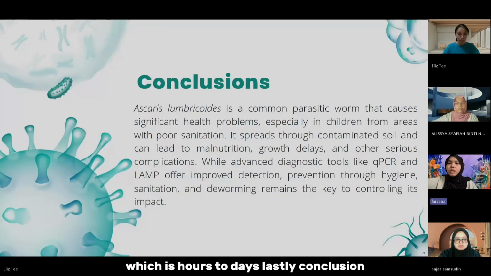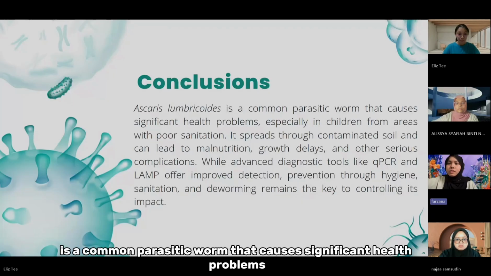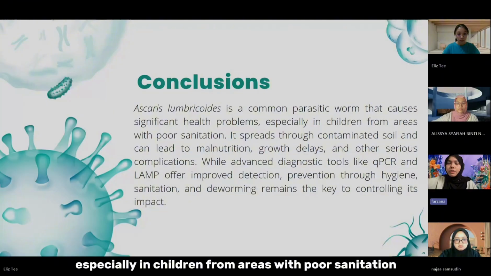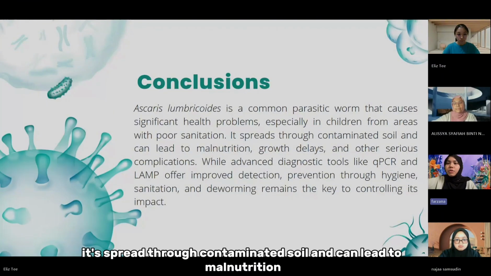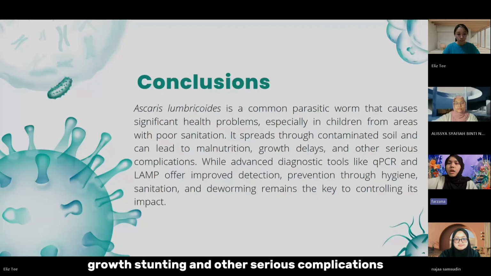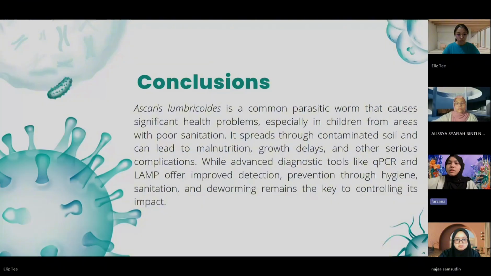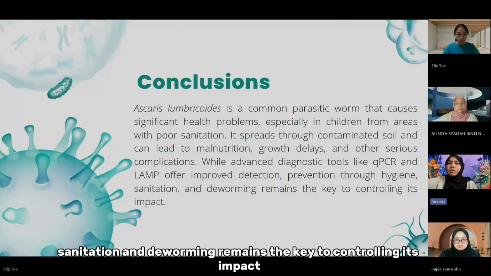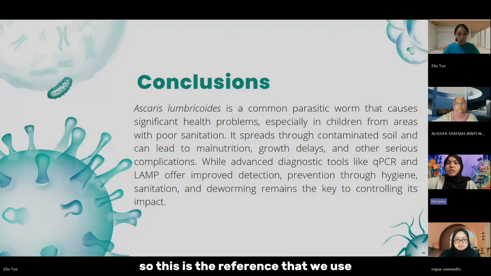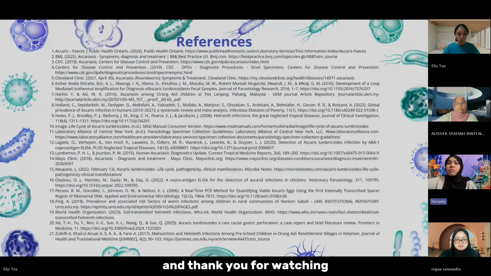Lastly, the conclusion. Ascaris lumbricoides is a common parasitic worm that causes significant health problems, especially in children from areas with poor sanitation. It spreads through contaminated soil and can lead to malnutrition, growth delay, and other serious complications. While advanced diagnostic tools like qPCR and LAMP offer improved detection, prevention through hygiene, sanitation, and deworming remains the key to controlling its impact. So this is the reference that we used, and thank you for watching.